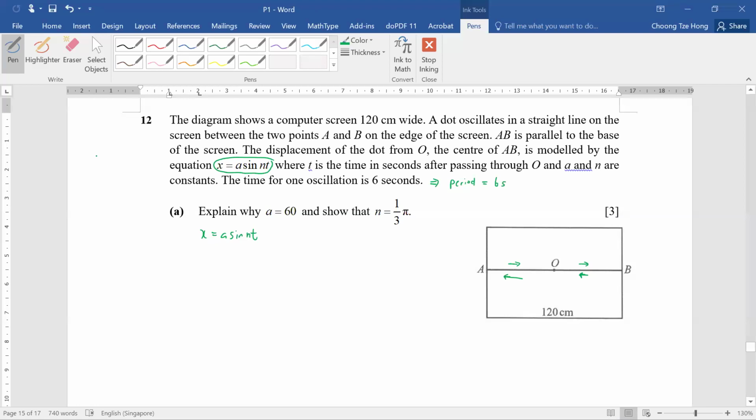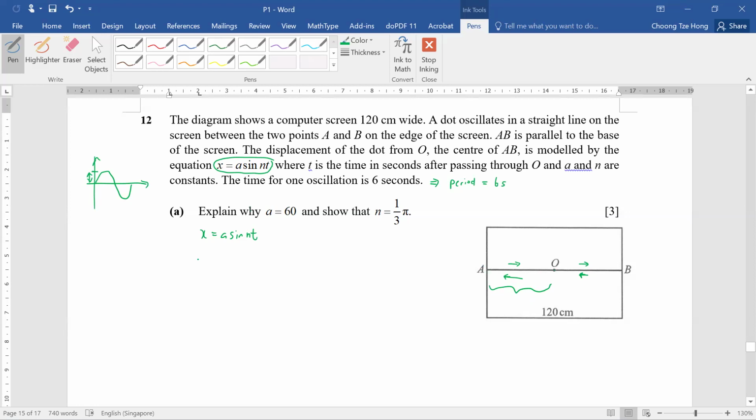If you have a sine graph which looks like this, the x-axis in this case will be the center position. So the amplitude will be the maximum displacement. If you look at this case, the dot will start at O, oscillate to A, and then from A go back to O, then from O go to B. So the maximum displacement from the center position will be from here to here. And you can see very clearly that it's going to be 120 divided by 2. That will give you the maximum displacement, which is also the amplitude of the graph.